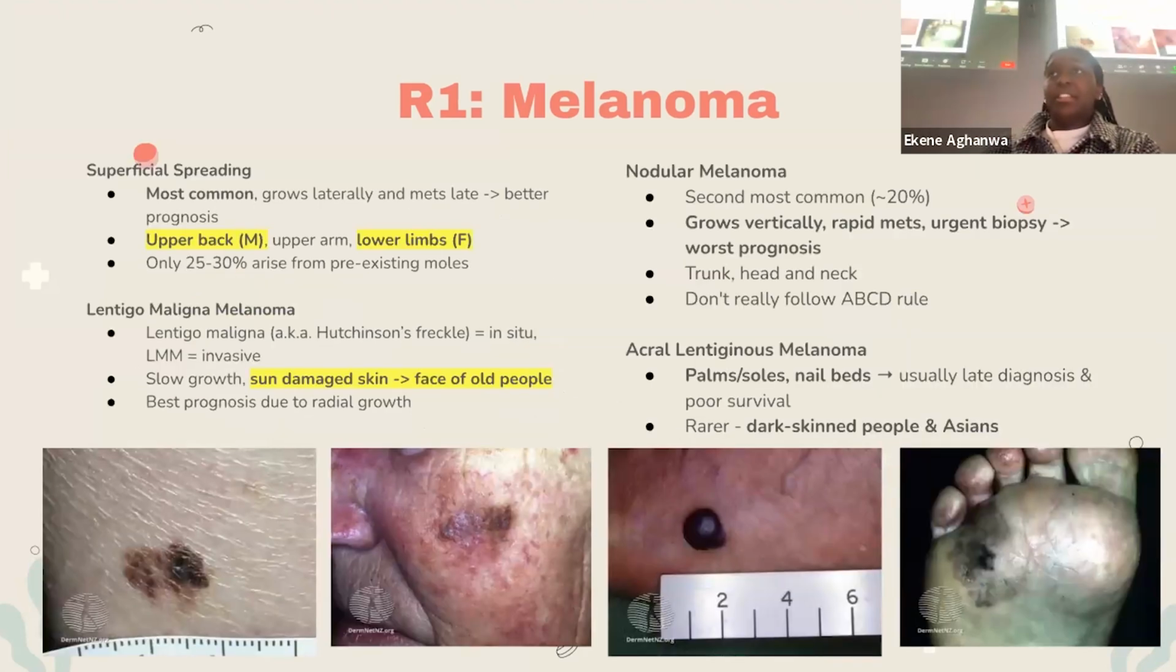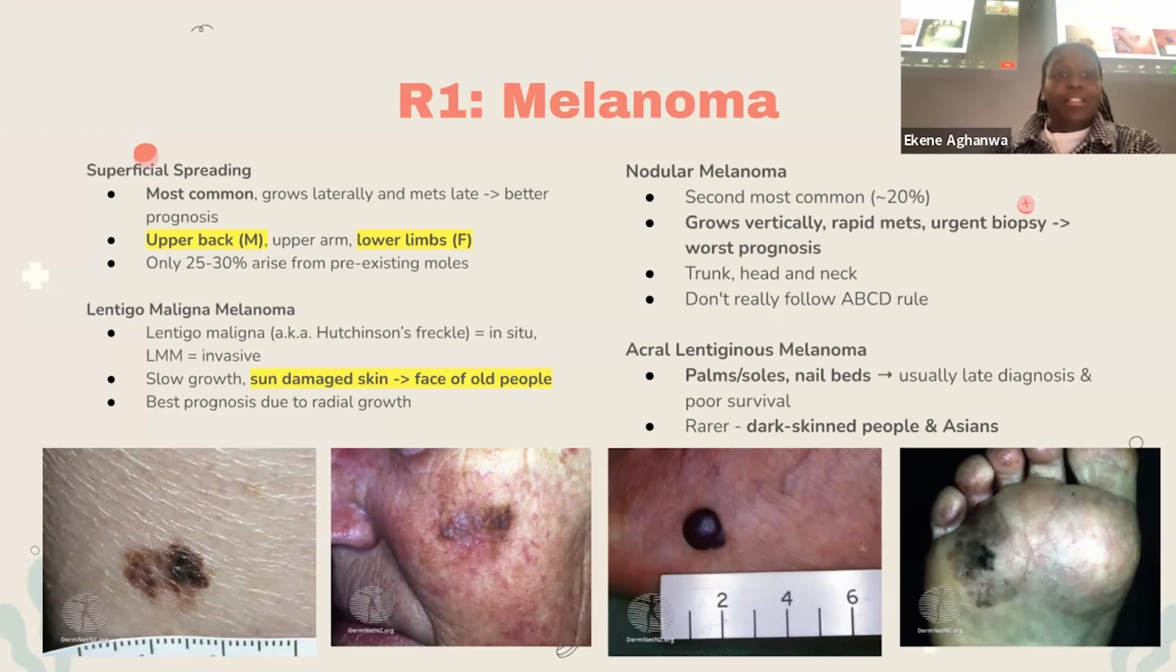So there are different types of melanomas. You may know these already. Superficial spreading is the most common type of melanoma. It grows across the skin and metastasizes later, so it has a better prognosis. Whereas nodular melanoma has the worst prognosis because it metastasizes quite quickly.